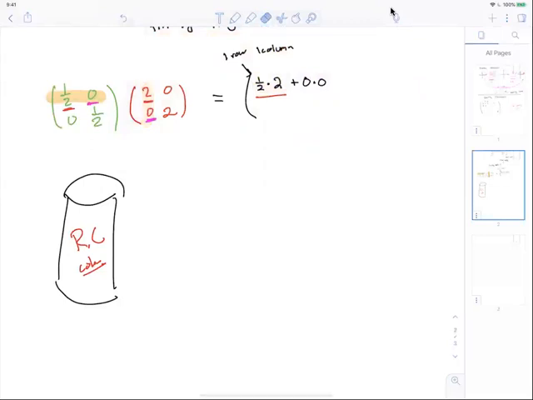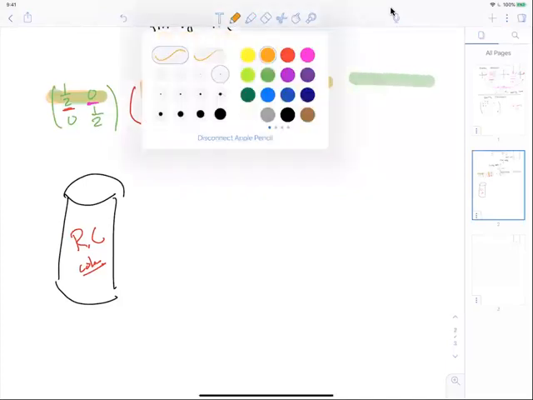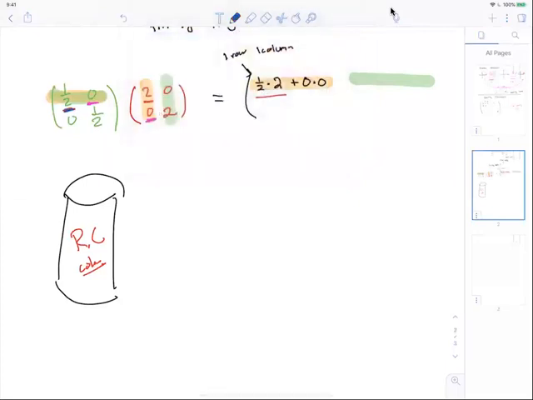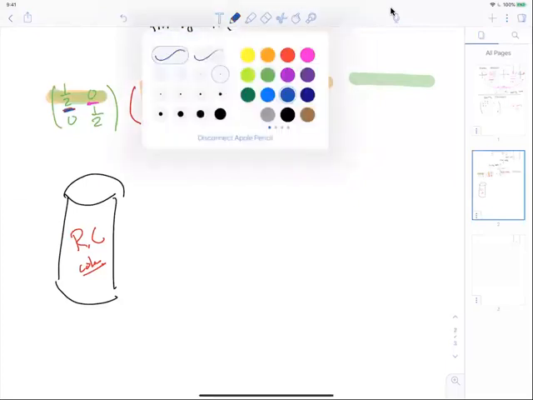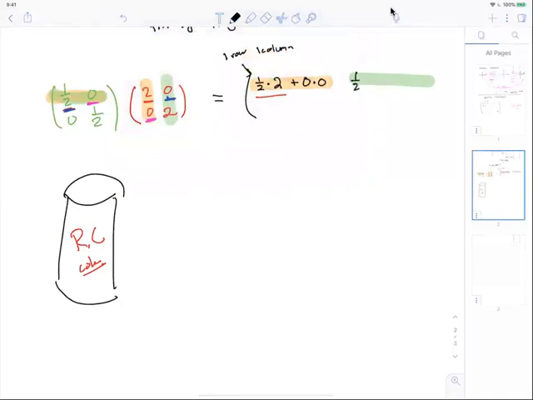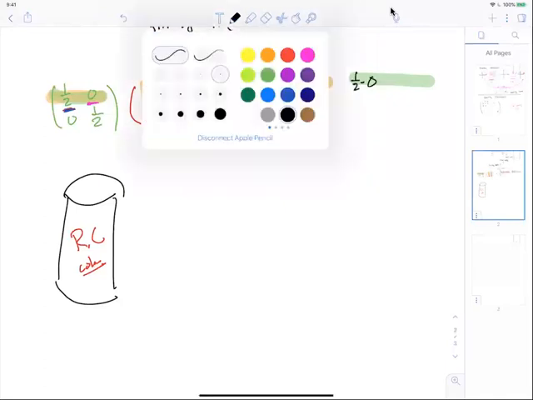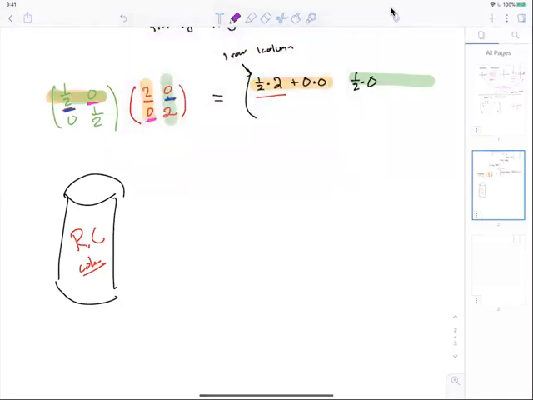Whoops. Yeah, that's right. Hold on. Sorry. Let's try this again. First row, second column, we're going to get over here. So let's do that. So we're going to do 1/2 times 0, plus 0 times 2.